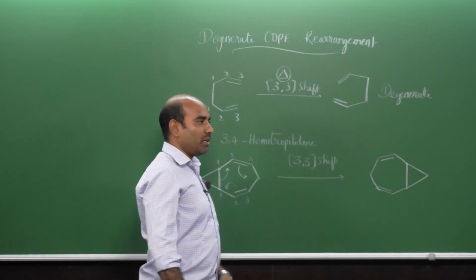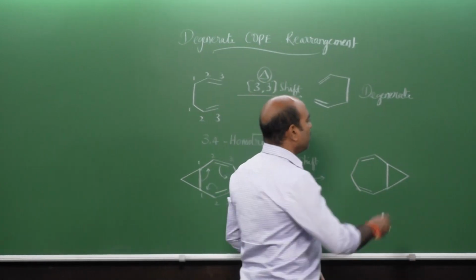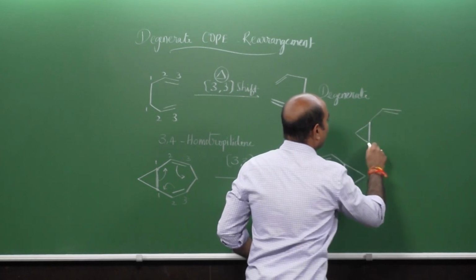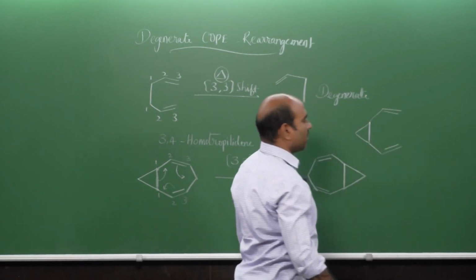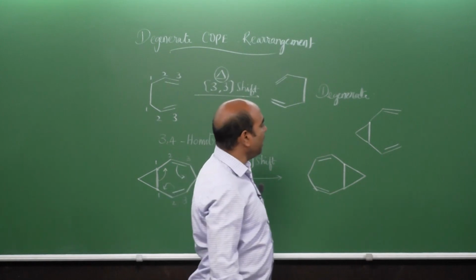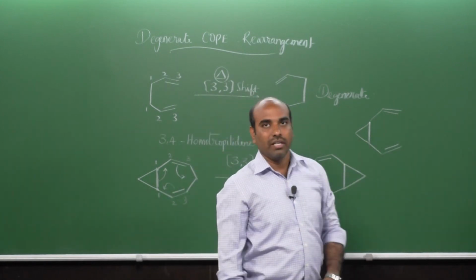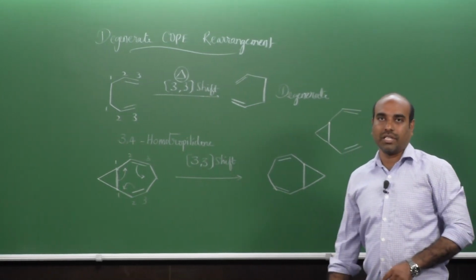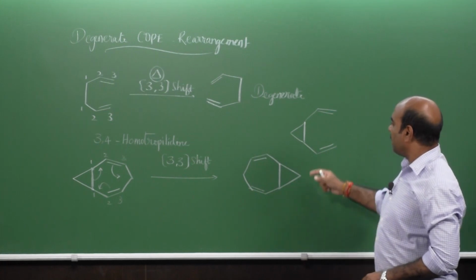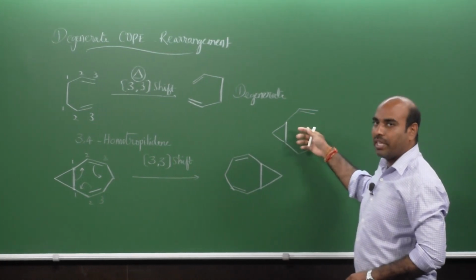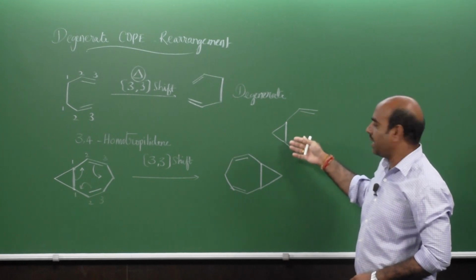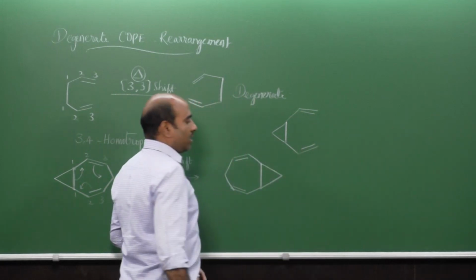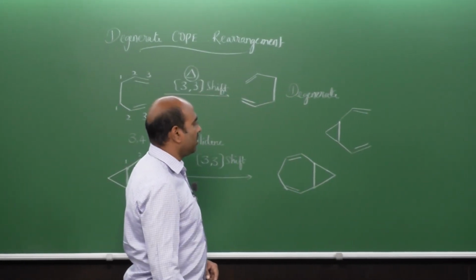From this you can say that the cisoid form is absolutely happy to undergo this degenerate Cope rearrangement. If you look into divinylcyclopropane, this is the system which can easily undergo the Cope rearrangement if both the vinyl groups are cis to each other. Actually, for stability it prefers to be in the trans form, but once it is in the cis form, it happily undergoes the 3,3 sigmatropic rearrangement.